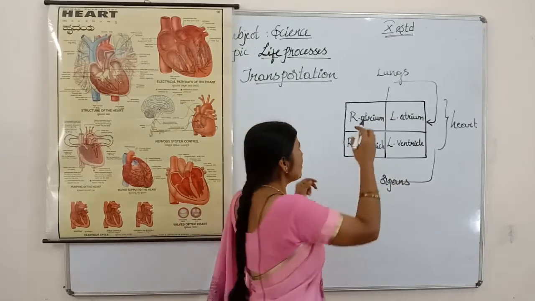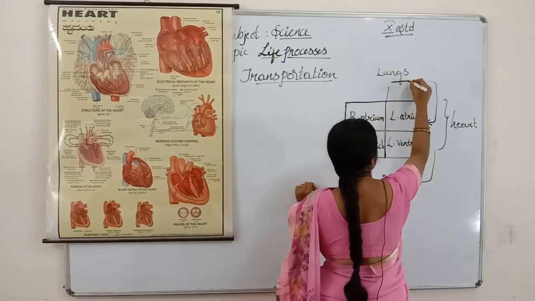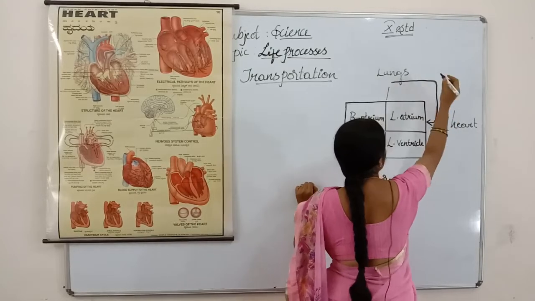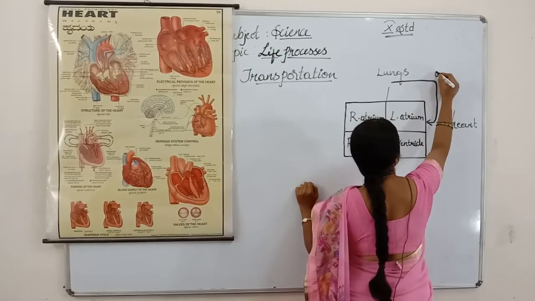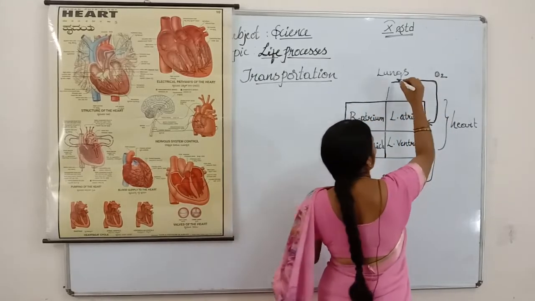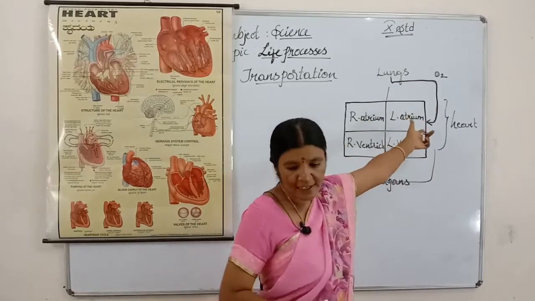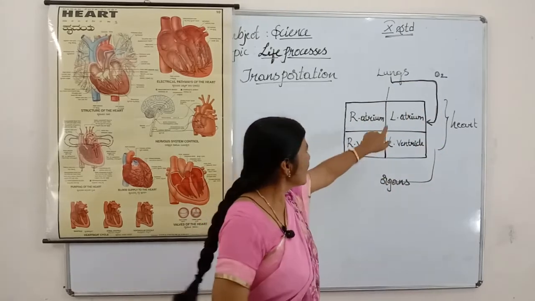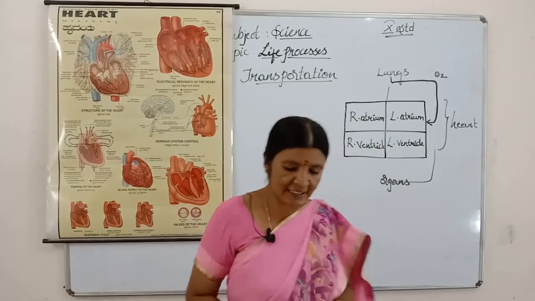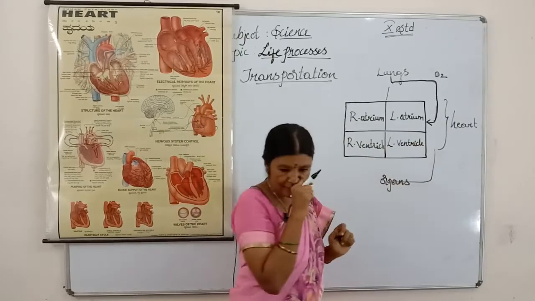Now, from the lungs, the blood, which is very, very important, as blood carries oxygen from the lungs. Now blood is doing its journey. Blood is carrying oxygen from the lungs. It is reaching towards the left atrium. From the lungs, it is carrying oxygen and enters the left atrium.